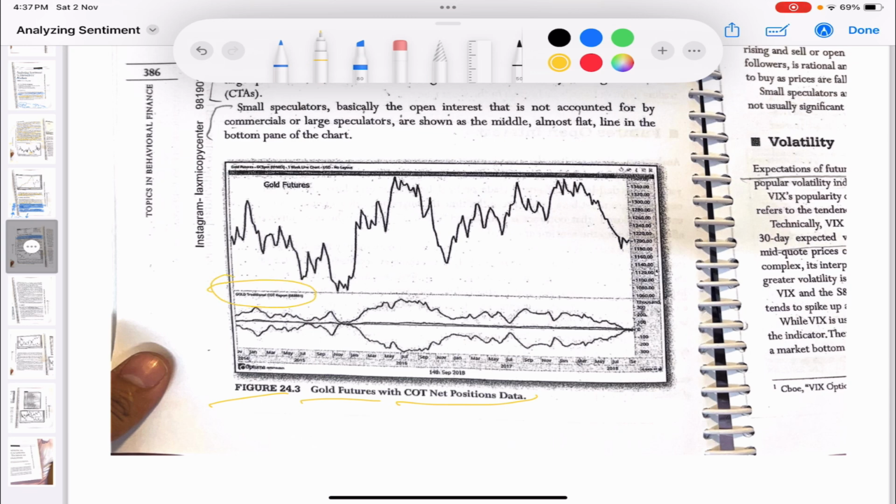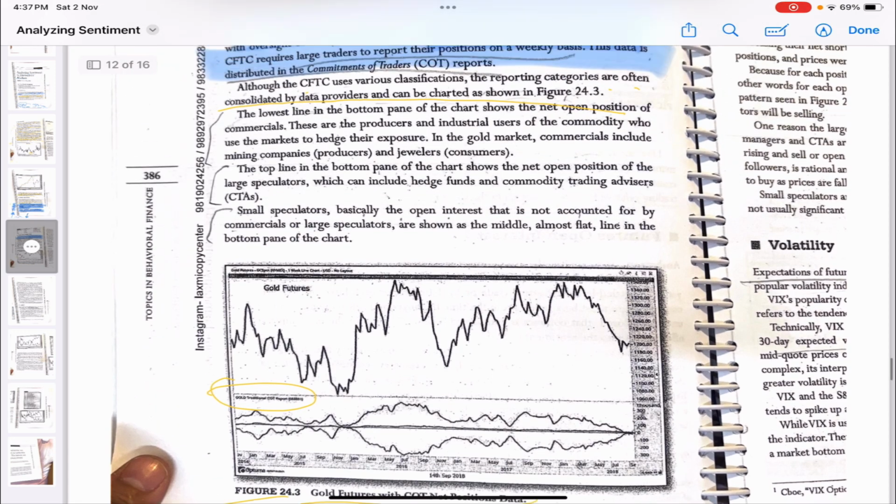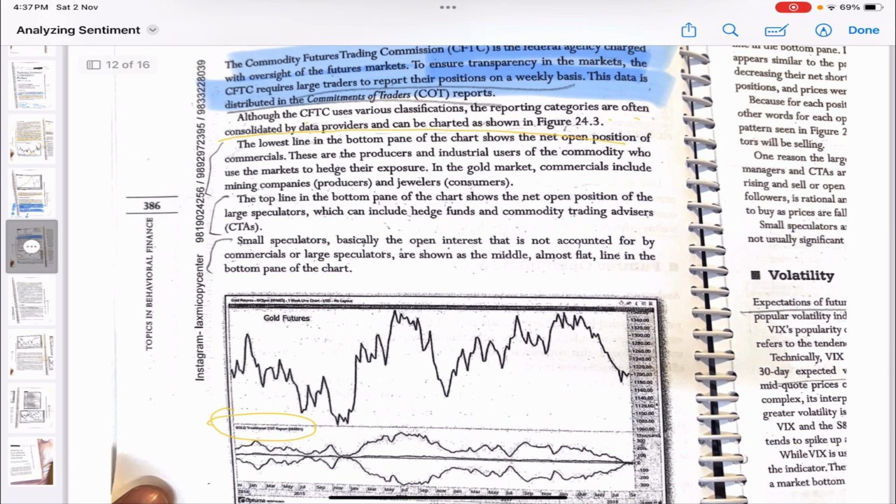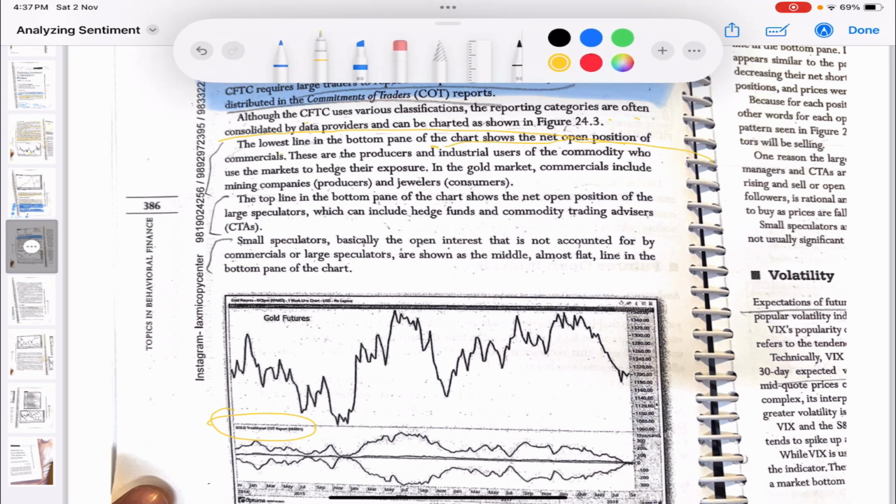This is the COT report, right? It is being plotted below. So keep that in mind. Now let's try to read about it. The lowest line in the bottom pane of the chart shows the net open position of commercials. This line, net open positions. The most bottom line, this one which you can see, basically shows the net open positions of commercials.